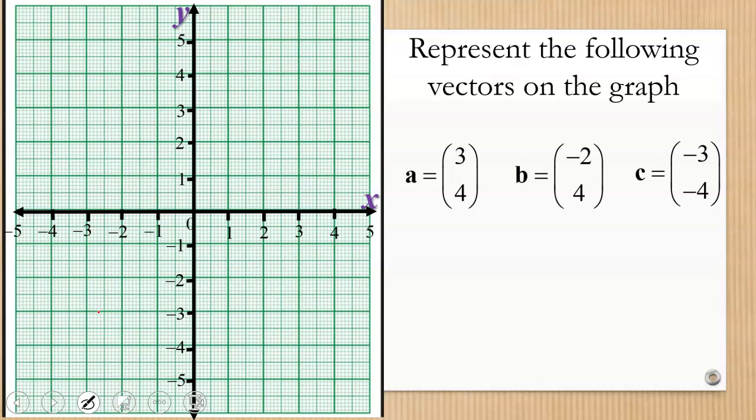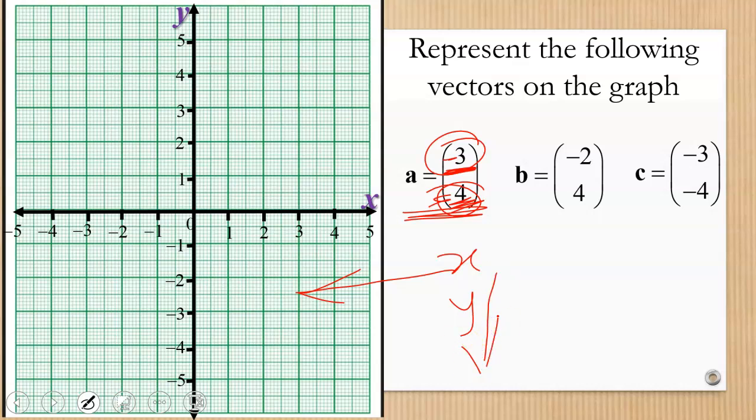graphs. For example, if I have vector A, which is (3, 4), that simply means I'm going to make a movement on the x-axis of 3 steps and a movement on the y-axis of 4 steps. Anytime you pick a vector, the top value represents your x-axis, whilst the bottom value represents your y-axis. If the top is negative, it means I'll move in the negative direction on the x-axis. And if the bottom is negative, I'll move downwards on the y-axis towards the negative side. So that is how we go.